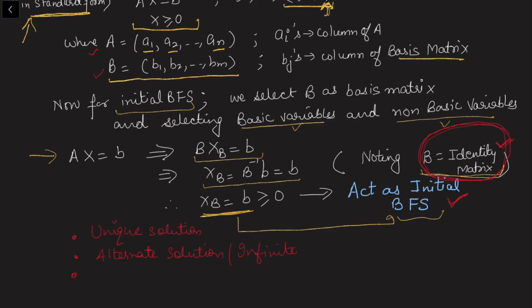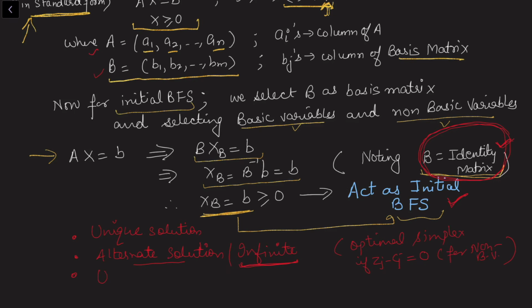For an alternate solution, we need to look at the optimal simplex table that has already given us an optimal solution. In the optimal simplex table, if the Zj minus Cj of a non-basic variable is 0, then there is an indication that there is a possibility for an alternate solution. We can find the corresponding leaving variable, and then by taking the convex linear combination of the two solutions that we have obtained, we can find infinite optimal solutions.